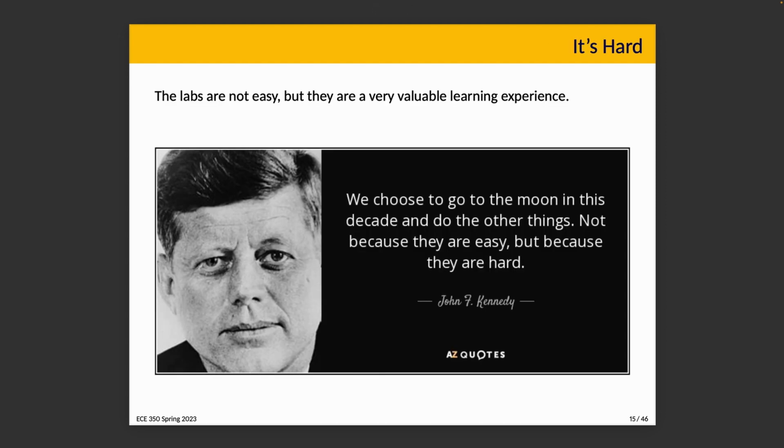And to close out this particular topic, I want to say that we know that the labs are not easy, but they are intended as a very valuable learning experience. And as JFK says, we choose to go to the moon in this decade and do the other things. I'm not going to try to impersonate him. Not because they are easy, but because they are hard. Right? The lab is difficult to challenge you so that you can improve, so that you can grow, so that you can succeed.